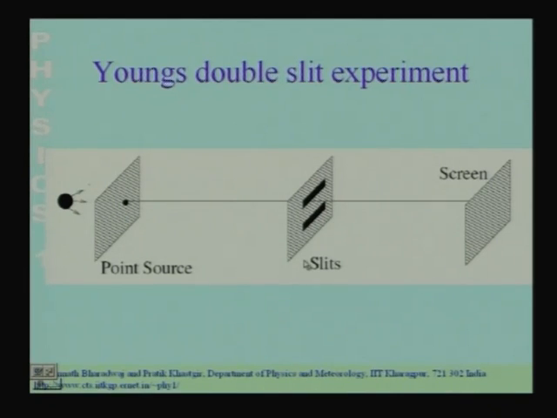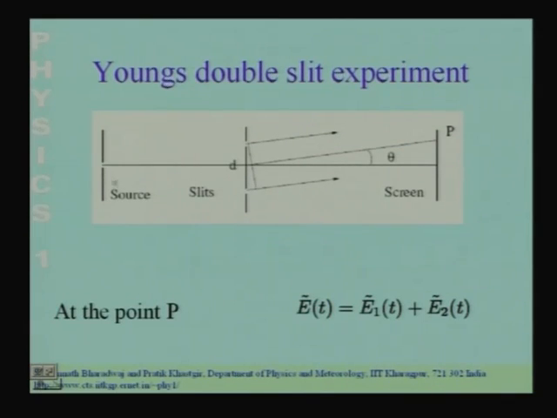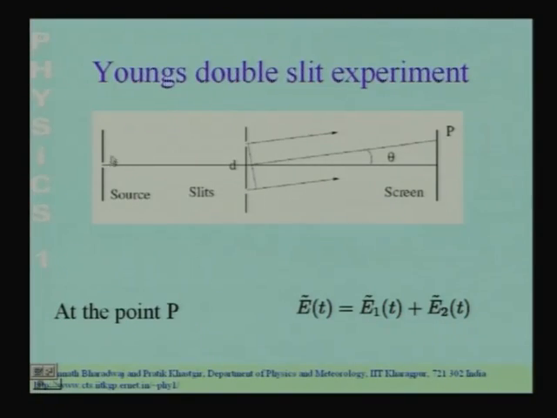So, let me discuss this situation in a picture which looks like this. This is a section through the picture which I had shown you just a little while ago. It is the same situation, just that we have taken a section through it. So, we have the point source over here, and the wave from the point source, by the time it reaches these two slits, is to a great accuracy a plane wave.